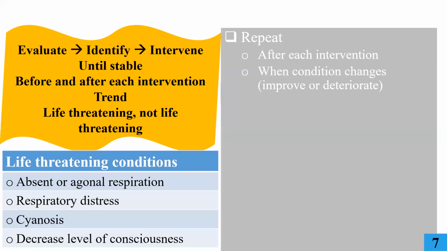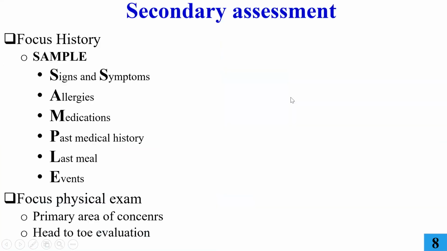Okay? We keep repeating: evaluate, identify, until we finish, and after each intervention. And also we do it when the child's condition changes, improves, or deteriorates. Okay? So SAMPLE: L is for last menstrual period.